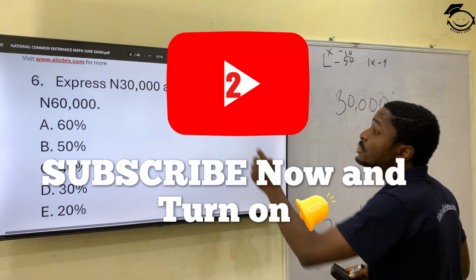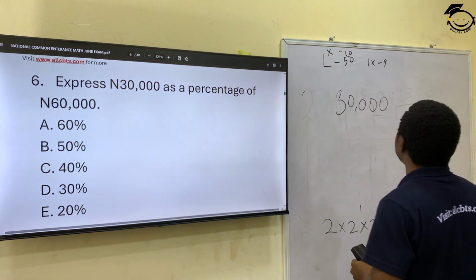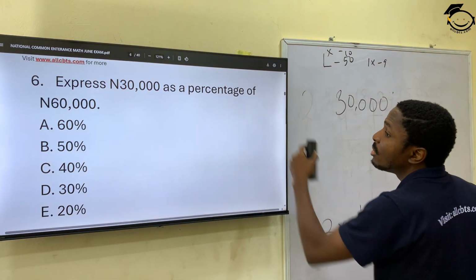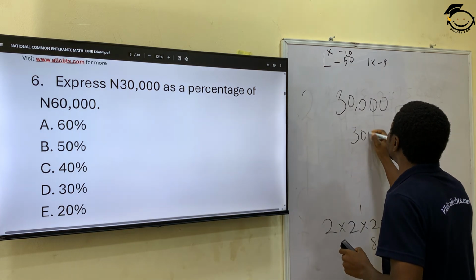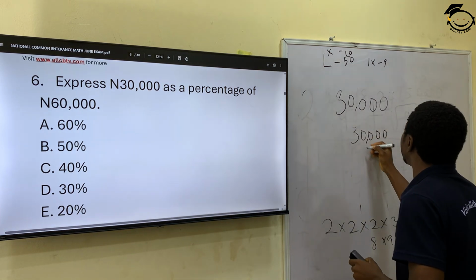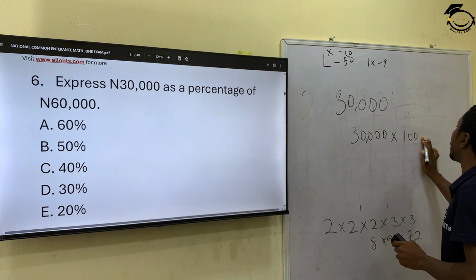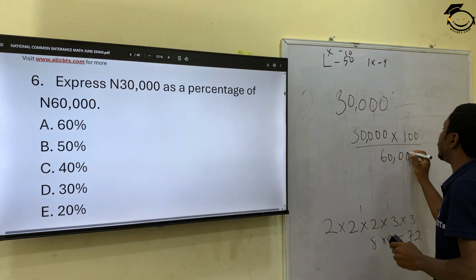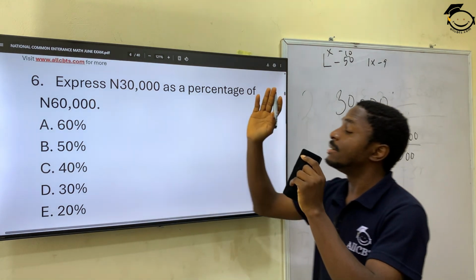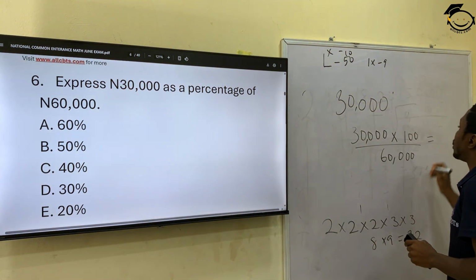I told you that wherever you see percentage, it means what? 100. Okay, so what do you do in this case? And wherever you see of, it means multiply. So 30,000, because you want to convert this to percentage, 30,000 times 100 over 60,000. You want to find the percentage of 30,000 in 60,000. So that will become what?